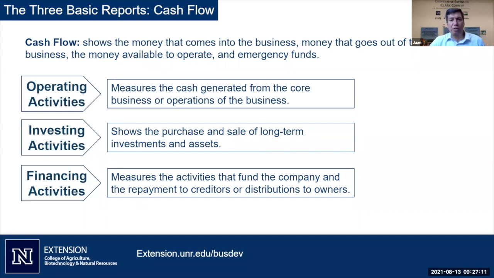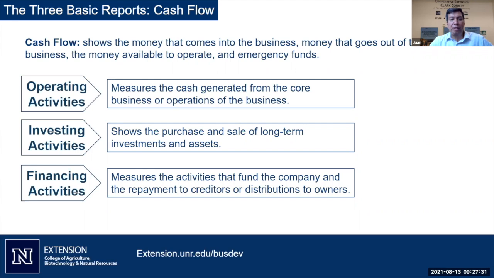You got the investing activities. That shows the purchase or sale of long-term investments. Did you buy the building? You have to buy a new chair for the dentistry. You have to buy new X-ray machines to find all the problems. Those are investing activities. Financing activities.